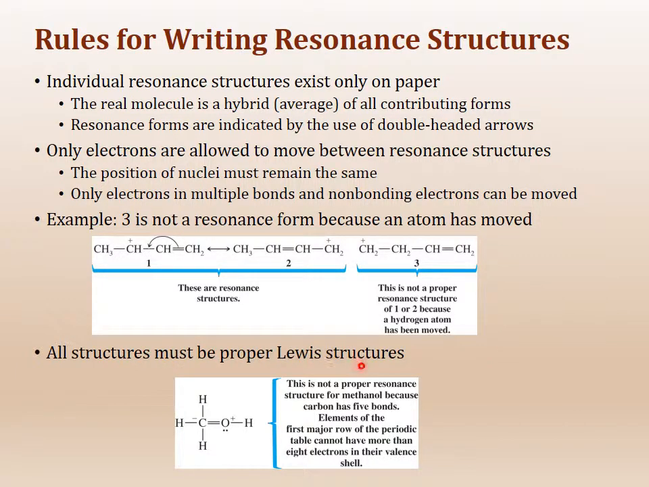All of the structures must be proper Lewis structures, which means that they still have to obey all the laws that we have learned about writing Lewis structures, of the octet rule, the duet rule, all of those kinds of things. So for example, this carbon over here is totally not a happy carbon. 5 bonds on carbon is not a happy carbon, so this is not a good Lewis structure, okay.